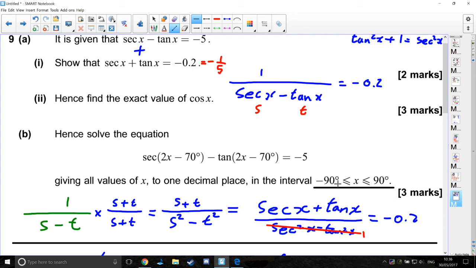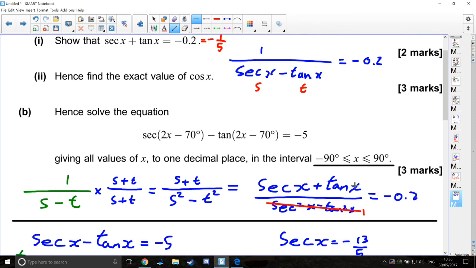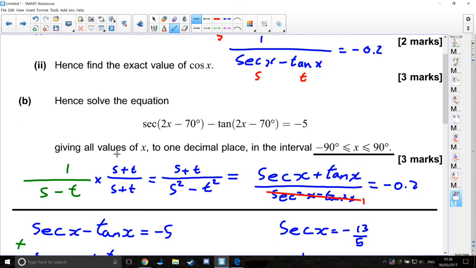So the mistake in this is giving all values of x. Emphasis on that there, because that means that it's going to be plural.